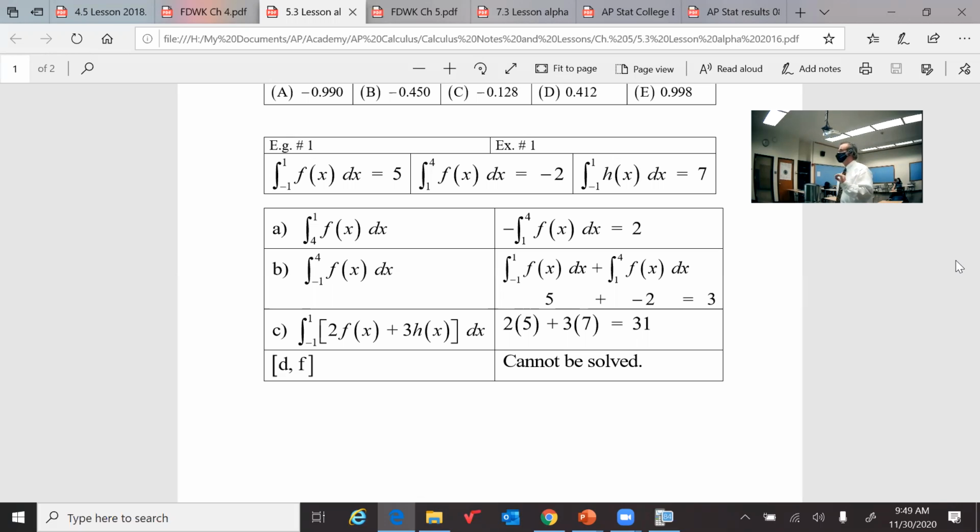B. -1 to 4 of f. Well, this one picks up the -1 and stops at 1. This one picks up where that left off. So you just add these two. 5 plus -2, that's 3.